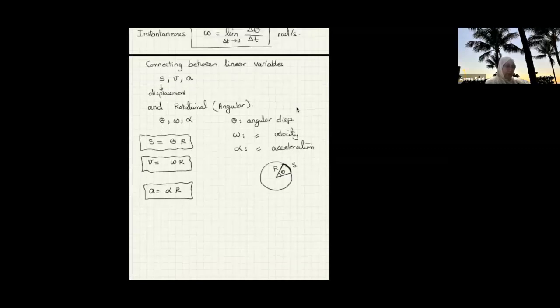Now, alpha, as I said, is the angular or rotational acceleration. And we can define it as the change in omega over time. And of course, it's gonna have units of radians per second squared.